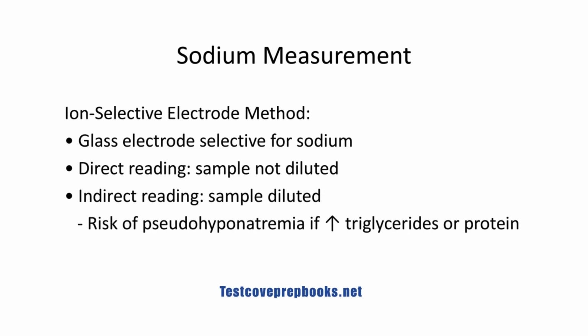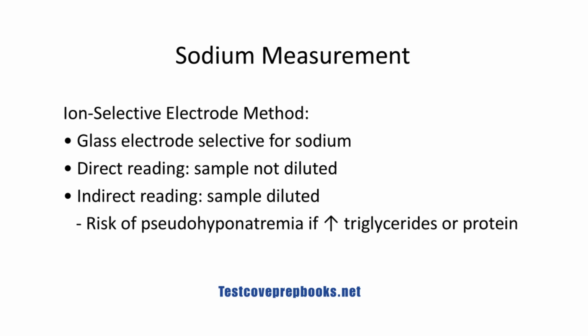Sodium is measured using an ion-selective electrode. A glass electrode is specifically selective for sodium. In the direct method, the sample is not diluted. In the indirect method, the sample is diluted, which may give falsely low results in patients with very high triglycerides or proteins. This condition is called pseudohyponatremia.